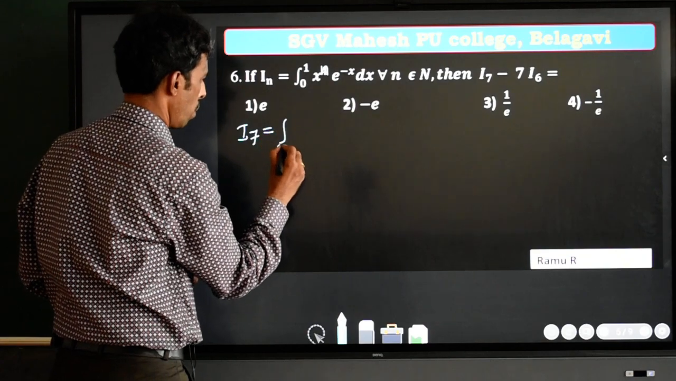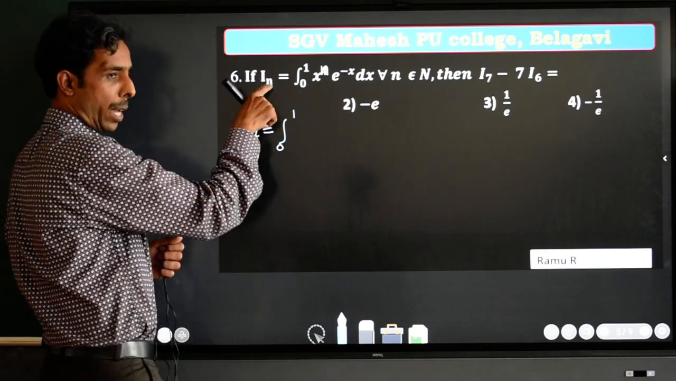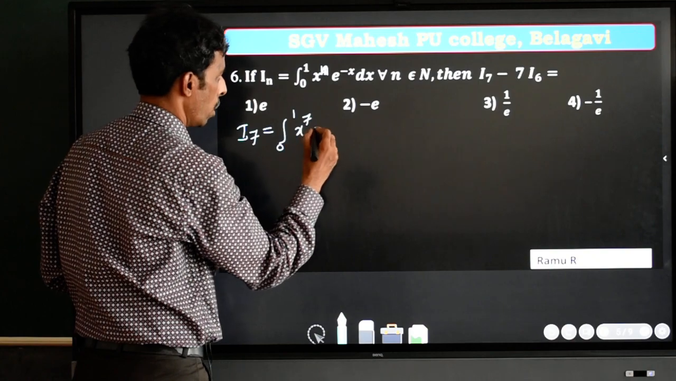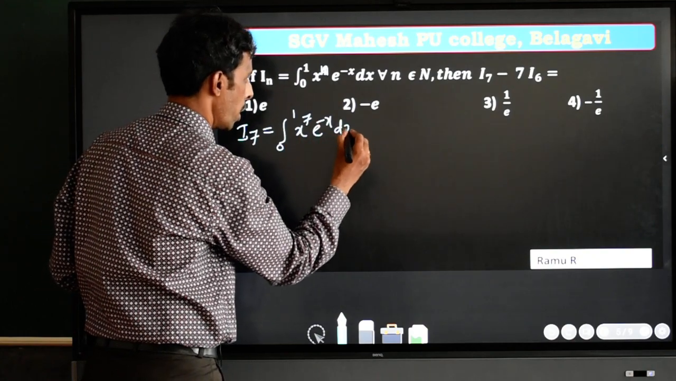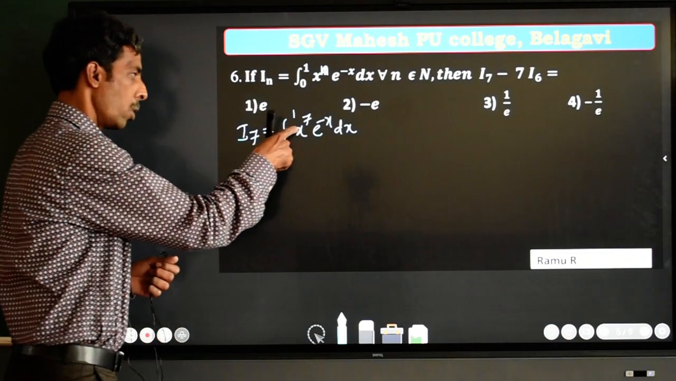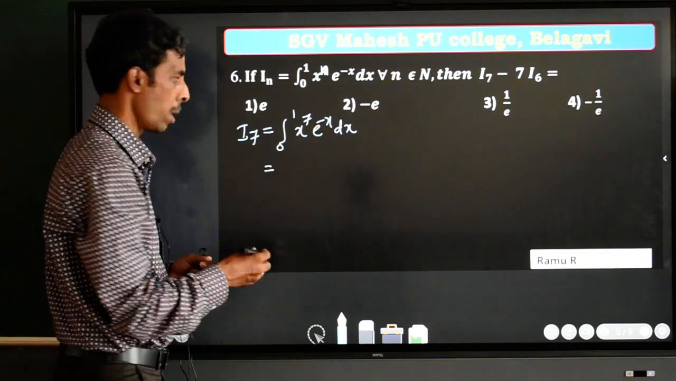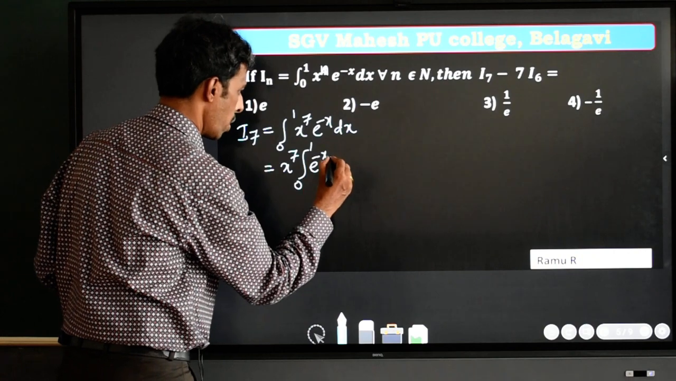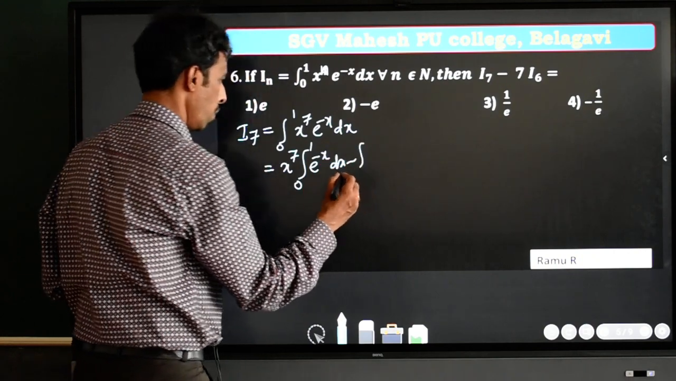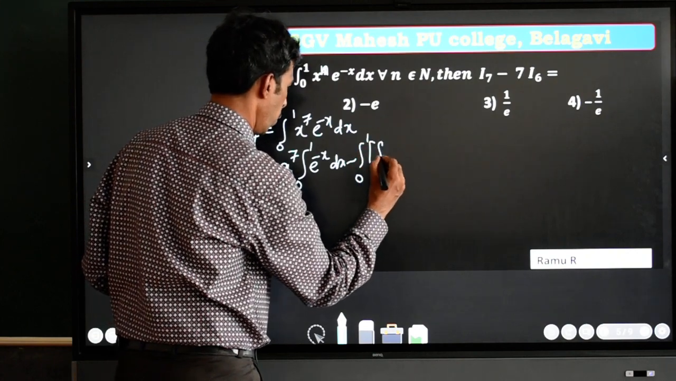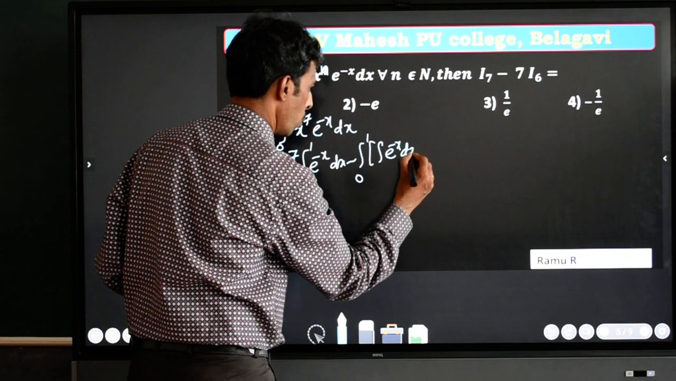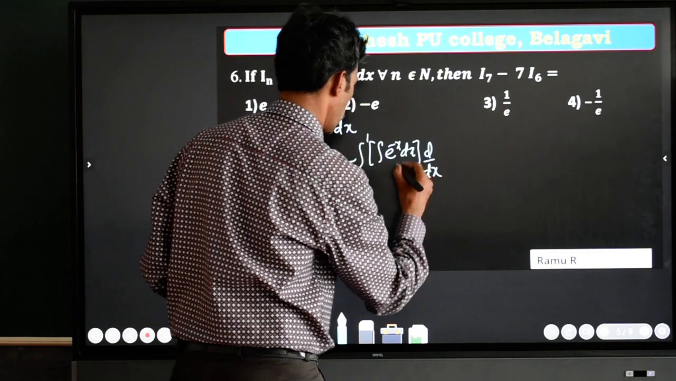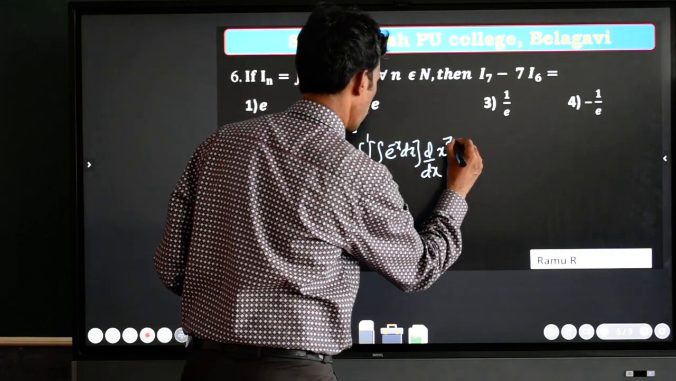this is equal to integration of 0 to 1. If you write it as 7, I7 is integration of 0 to 1, this n can be written as 7, okay, then x to the power 7 e to the power minus x into dx. See, the solution of this you are going to get by applying integration by parts. So, x to the power 7 into integration of 0 to 1 of e to the power minus x dx, minus integration of 0 to 1 of integration of e to the power minus x into dx, again into differentiation of x to the power 7.